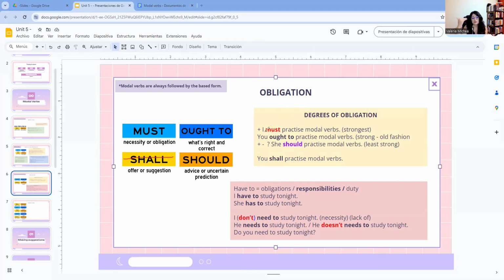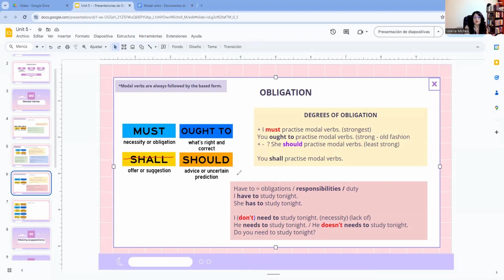And then we have should for obligation or advice. So I should practice my English more often. Like I know this is something that I should do. But if I say I must practice my English more often, it's like I really know that this is true. It's a strong obligation. So that's how it works.